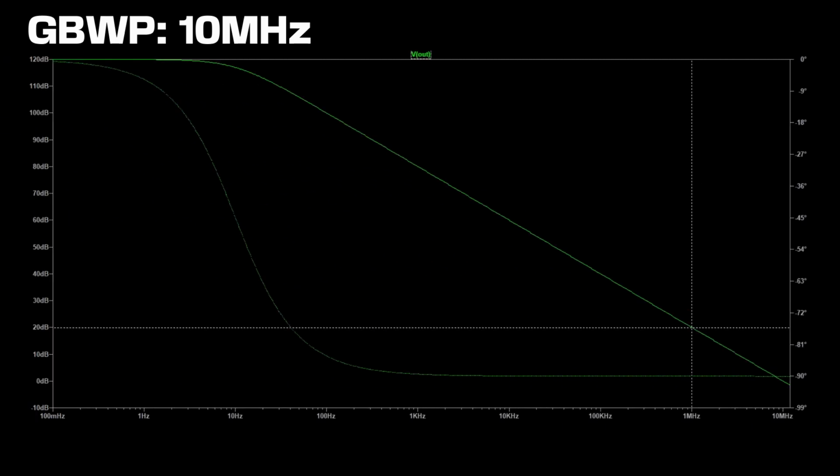You can see that as our gain drops to the 20 decibel level, our frequency is placed at exactly 1 MHz. If we convert 20 decibels to our linear gain, we get 10. This once again aligns with our gain bandwidth product of 10 MHz because we have a gain of 10 times 1 MHz.